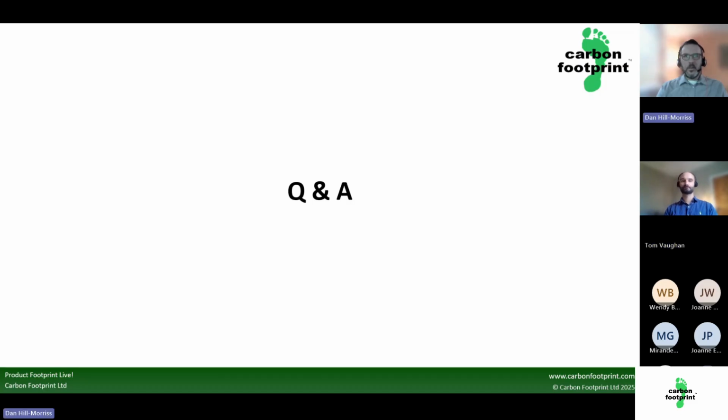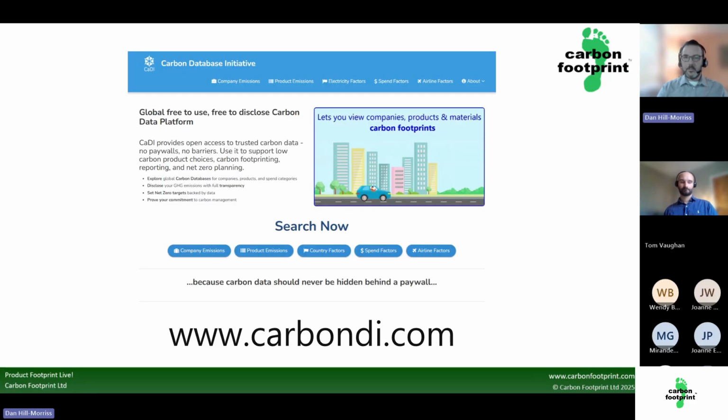This is true. Although continuing to try to engage with those suppliers, I think, is also really important. And there are tools out there, Joanne, not least of which will be the supply chain engagement tool that we present on CADI, the Carbon Database Initiative. So there is a supply chain tool readily available there that can help with that engagement and calculation and collection of actual data from suppliers.